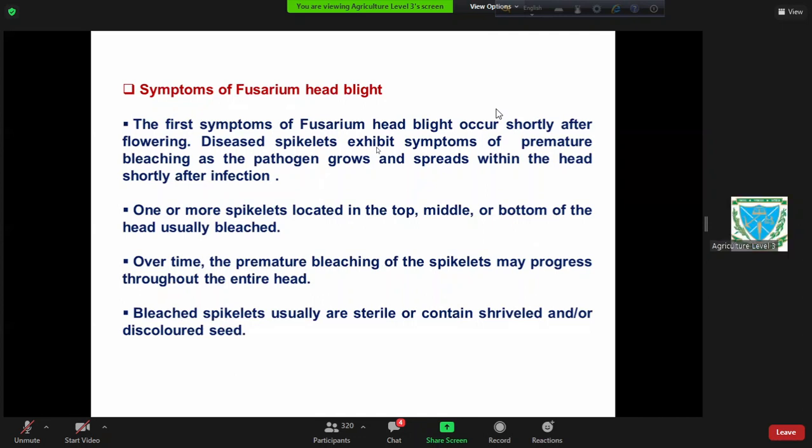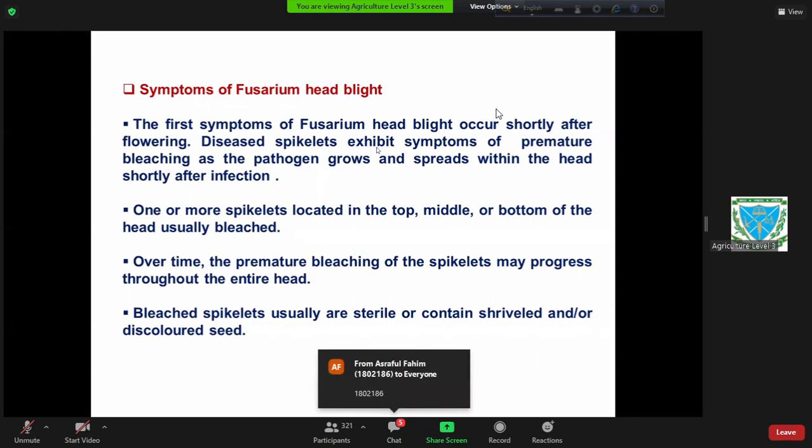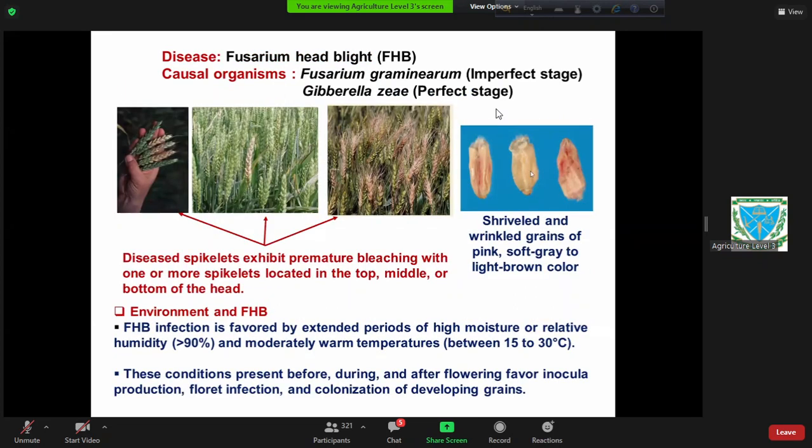এই জন্য এটার নাম হেড ব্লাইট। কোথায় দেখবো আমরা? One or more spikelets showing bleached out symptom located on the top, middle and bottom of the head. Over time কি হয়? This bleached out symptom or bleaching of the spikelets may progress throughout the entire head. অল্প কিছুদিনের মধ্যে পুরো হেড কভার হয়ে যেতে পারে। And bleached spikelets usually are sterile and contain shriveled and discolored seeds, as I told you here.